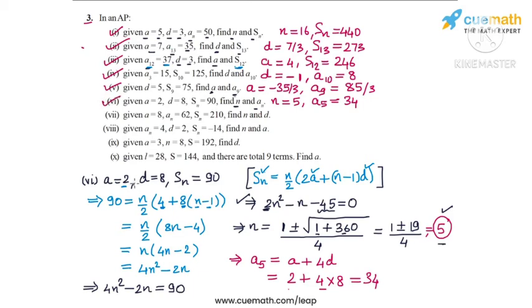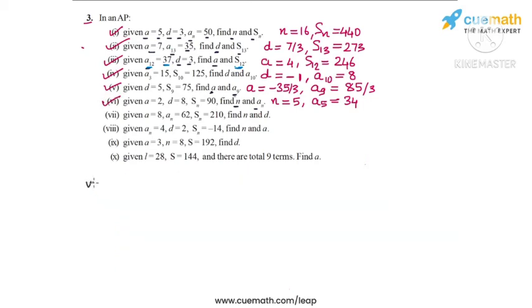Now let's go to part 7. In part 7, we are given a, the first term, is equal to 8. The nth term, an, is equal to 62, and the sum of these n terms is equal to 210, and we have to find n and we have to find d.